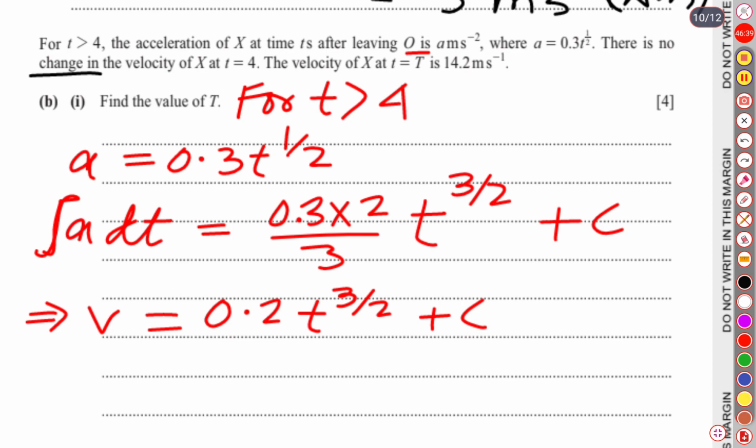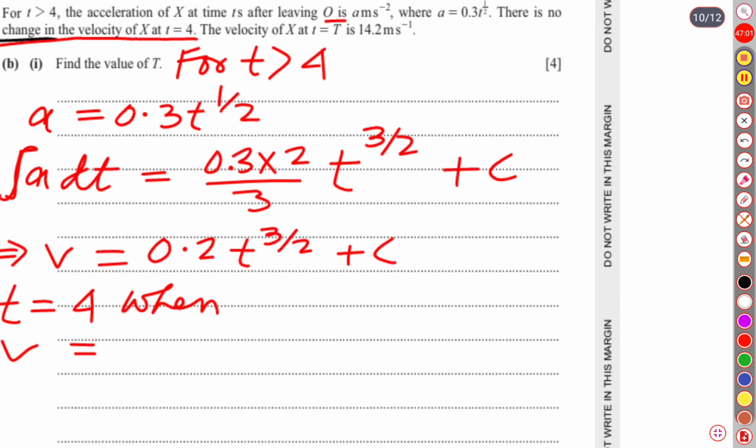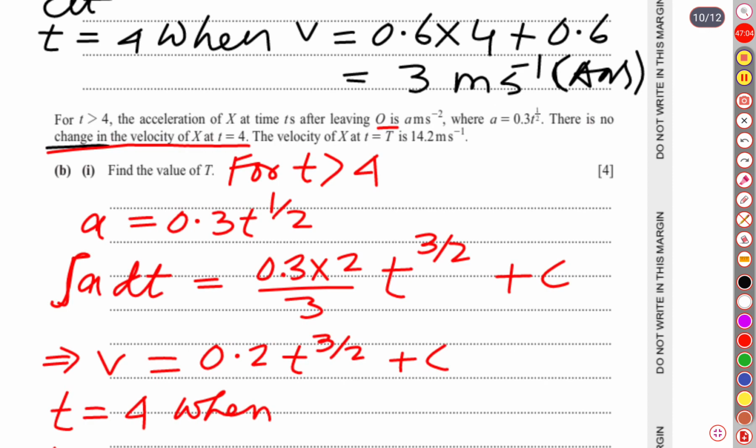Now we will have to find the constant value. It is written that t is equal to 4. Look at this change in the velocity, t equal to 4. So we can use t equal to 4 when our v was 3 meter per second. We have already found that here. When v was 3 meter per second, t was 4.